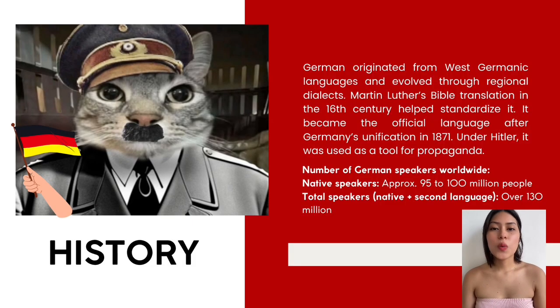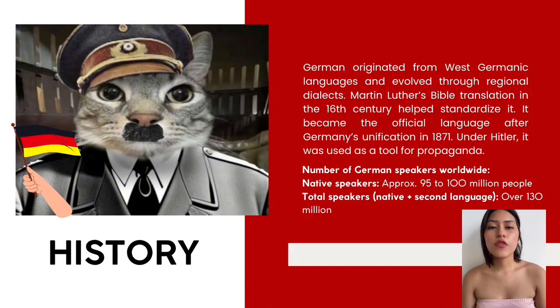Now we're going to start with the history of German as a language. German originated from West Germanic tribal languages and gradually developed through regional dialects. Martin Luther's Bible translation in the 16th century played a key role in standardizing the language.